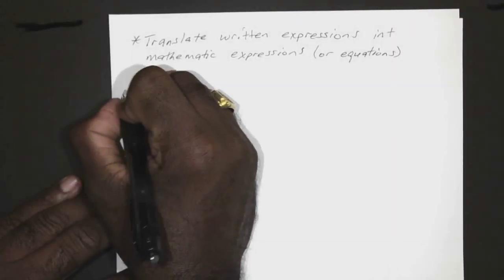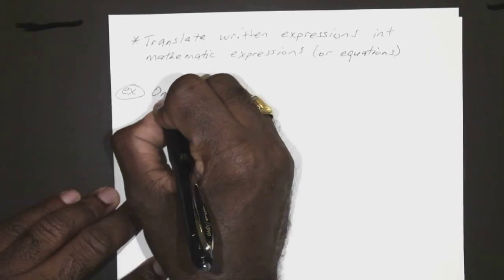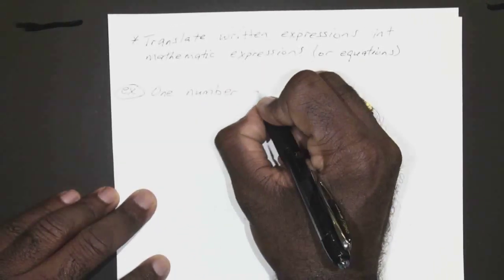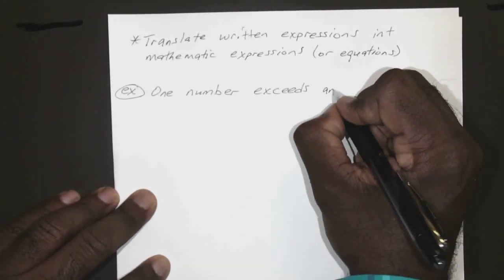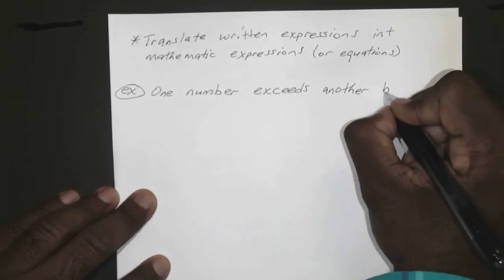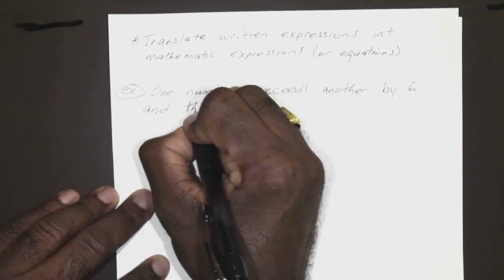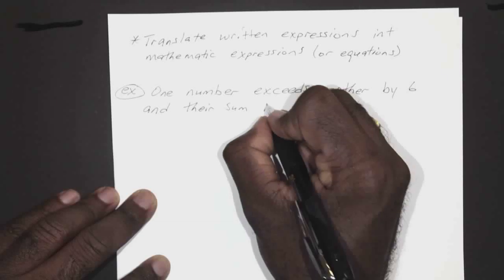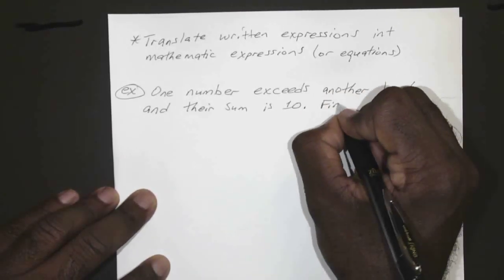Okay, so let's say, for example, say one number exceeds another by 6, and their sum is 10. Find the two numbers.